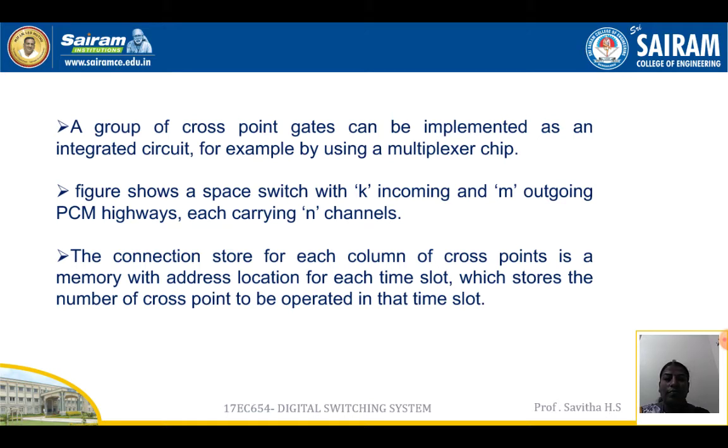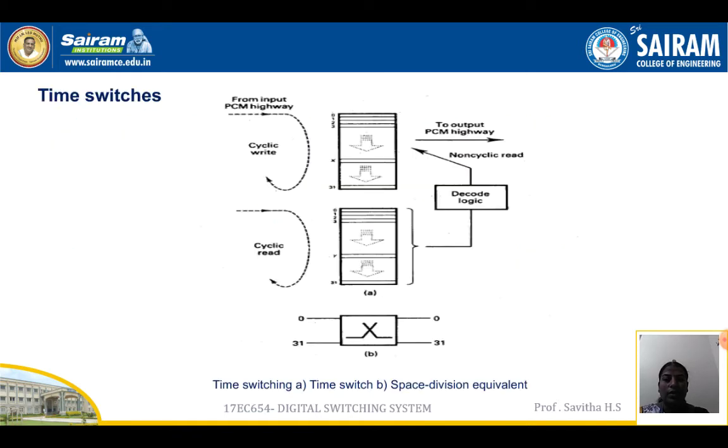A group of cross-point gates can be implemented as an integrated circuit, for example, by using a multiplexer chip. Figure shows a space switch with K incoming and M outgoing PCM highways, each carrying N channels. The connection store for each column of cross points is a memory with an address location for each time slot, which stores the number of the cross points to be operated in that time slot.